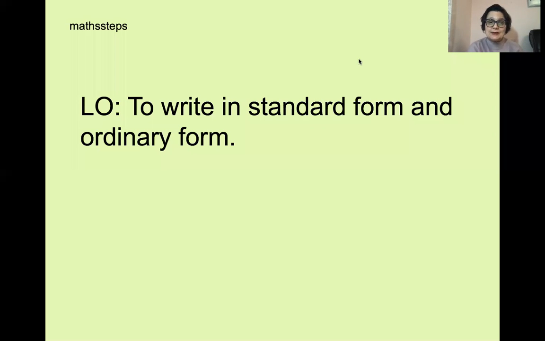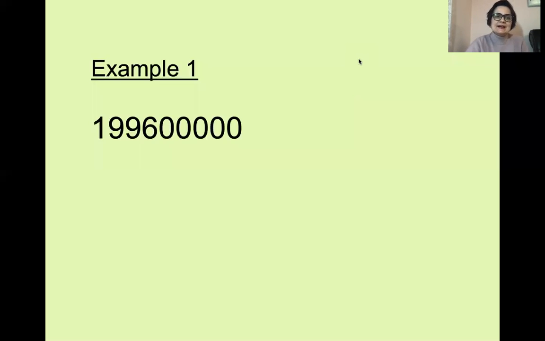Today we are going to learn how to write in standard form and ordinary form. Let's have a look at this example. As you see, we have here a large number, and that's the reason why you use standard form: to be able to write large numbers in a most effective way and to be able to compare them correctly. So not just for the very large numbers, but for the very small numbers as well, the numbers that have many zeros after the decimal point, just to make it easier for us to handle in problem solving. So how are you going to change this number to standard form?